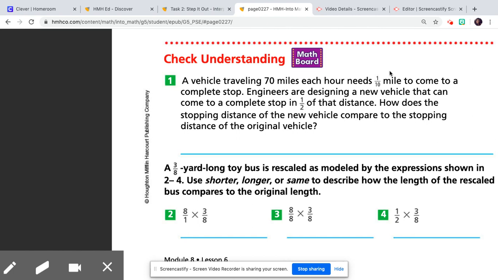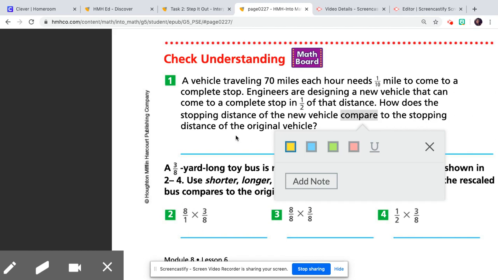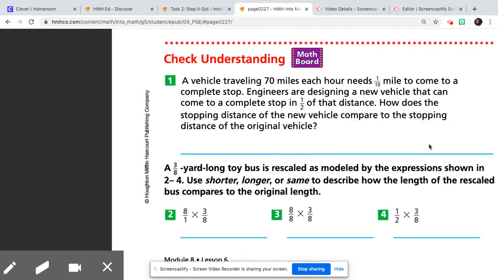So, did the stopping distance become less than? Did it stay the same? Or did it get greater? It wants you to compare. It's not really looking for the exact answer. It wants you to compare the two stopping distances from the original vehicle. This one takes 1/10 of a mile to come to a stop. They say that the engineers are designing a new vehicle that can come to a complete stop in half of that distance. So is the distance going to be shorter, greater than, or the same? Write that down over here and give a small explanation.